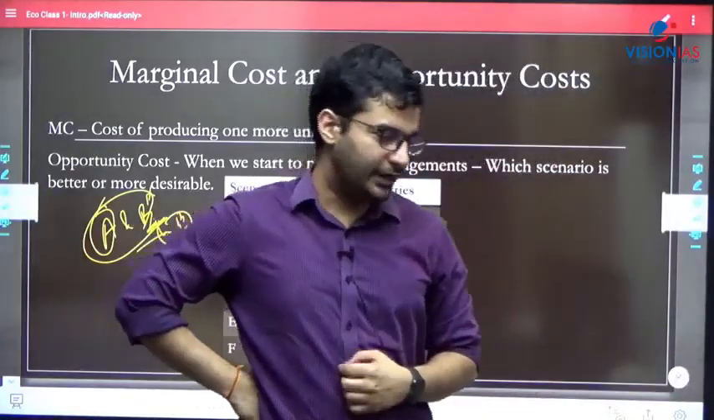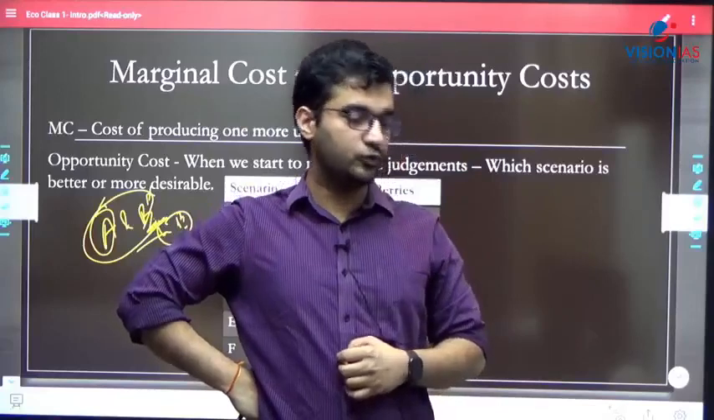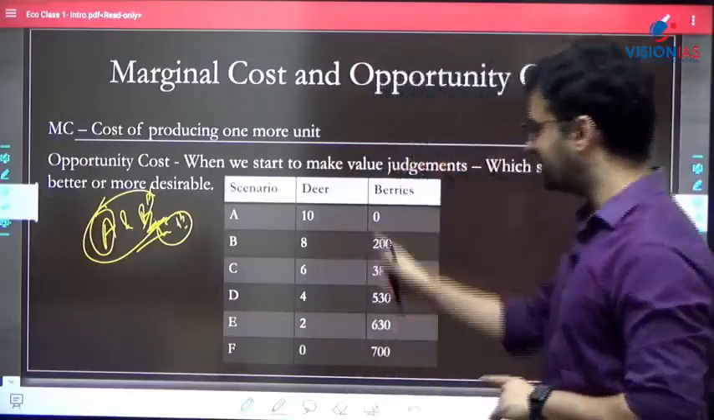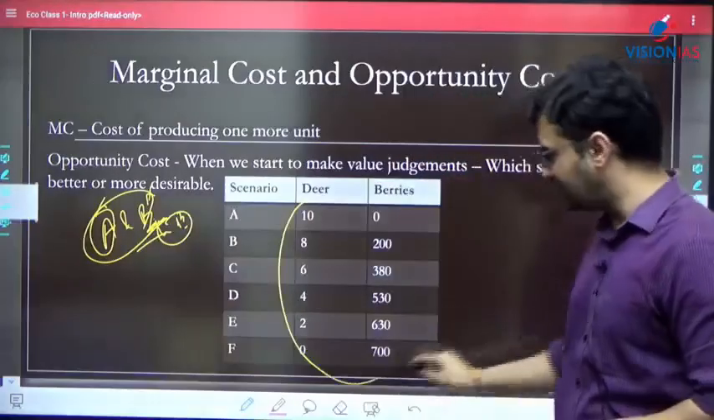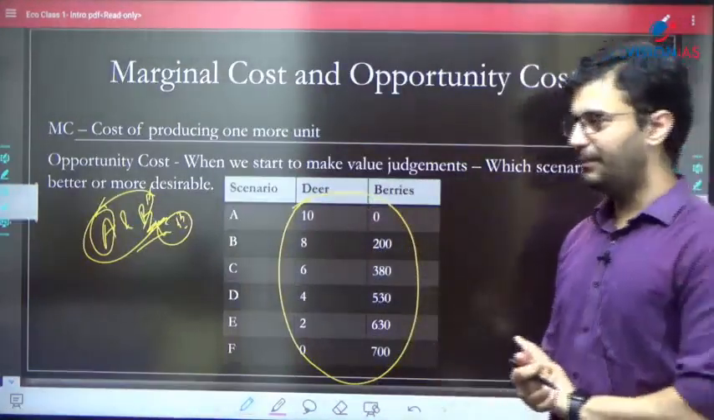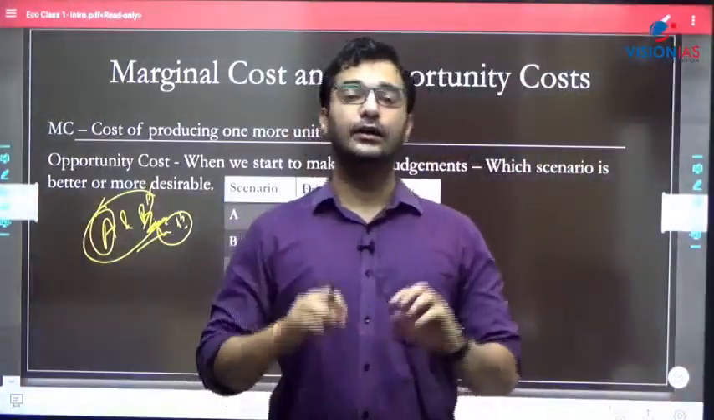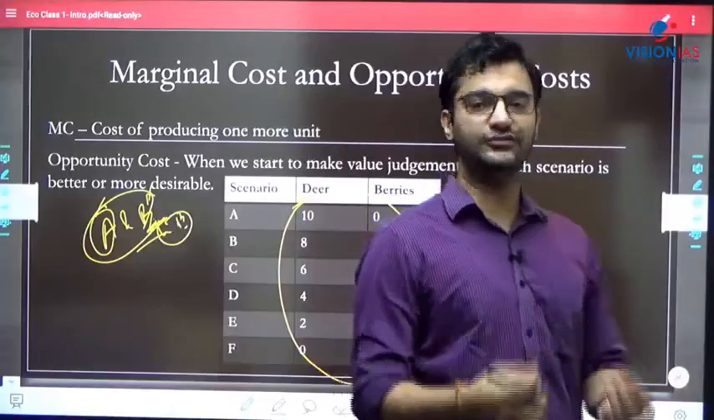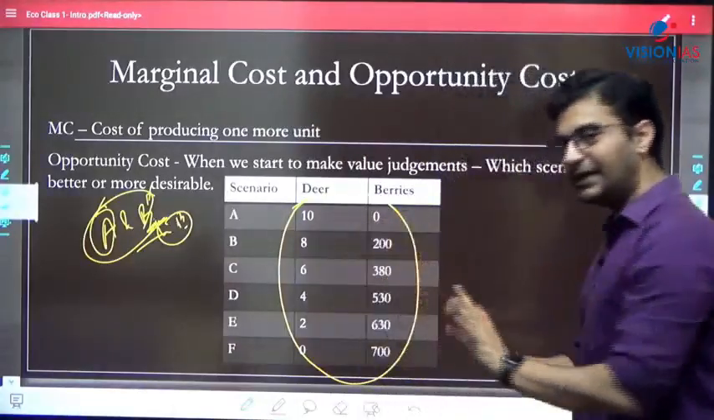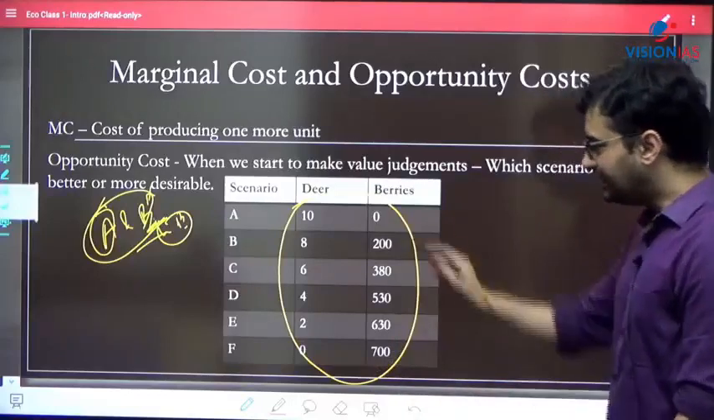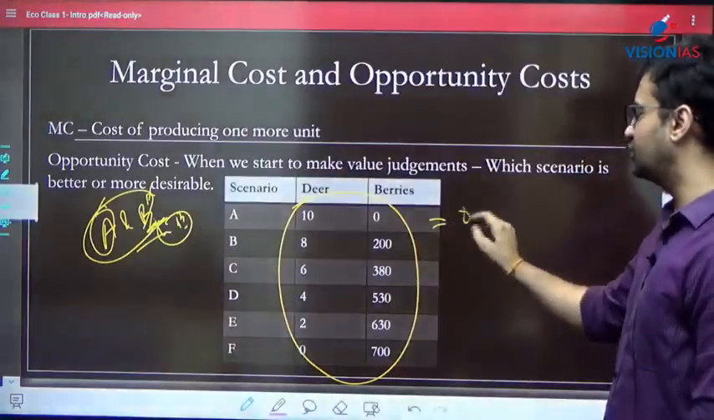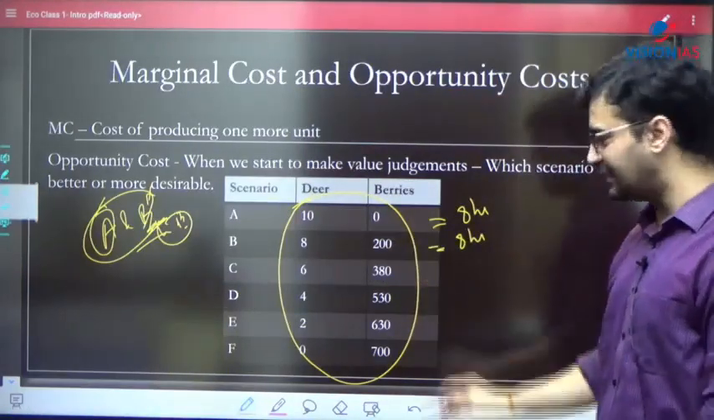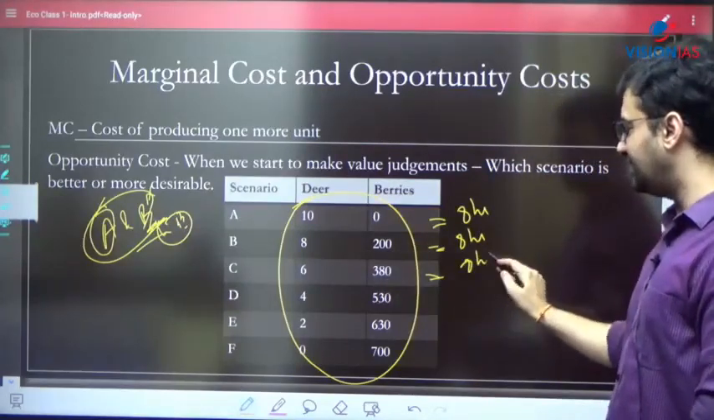Marginal cost from B to A is 100 berries or 200, as 2 deers can be caught for 200 berries. No. See, Vishwanath, marginal cost हम यहां से नहीं देख के बोलेंगे. Marginal cost is, as I said, cost incurred to produce one extra unit. यहां से देख के we don't get any idea of how much cost is incurred. 10 deer plus 0 berries also cost 8 hours. 8 deer plus 200 berries, इनकी cost भी 8 hours है. 6 deers and 380 berries, इनकी cost भी 8 hours है.